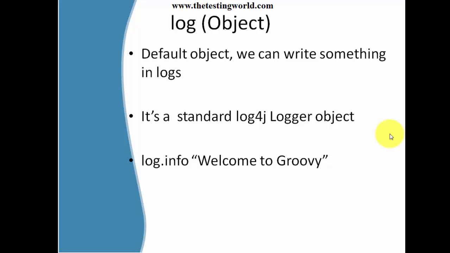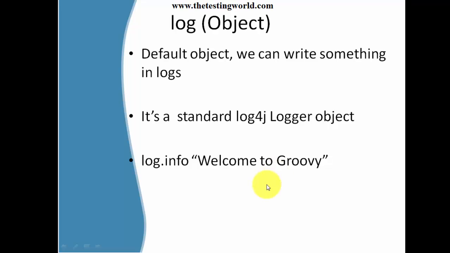First, we need to cover the log object. That's a default object which is already created. We can use this object to write something in the logs. It's a standard log4j logger object. SoapUI is using log4j for writing logs. Syntax is like log, which is an object, dot method, and then data.